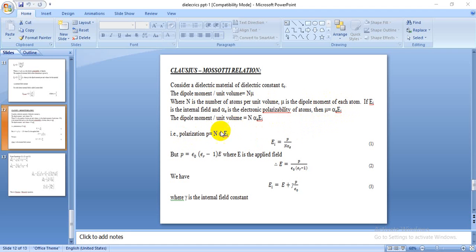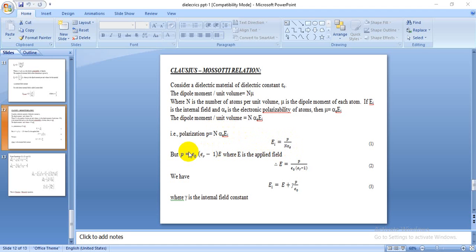The same polarizability can be used here: we know mu equals alpha E into EA, so substitute this mu here in N. Then the dipole moment per unit volume, N into alpha E into EA, is nothing but the polarization P. So P equals N into alpha E into EI, where EI is the internal field and alpha E is the electronic polarizability. Keeping EI alone on the left-hand side and moving the remaining part to the right-hand side, EI equals P divided by N into alpha E.